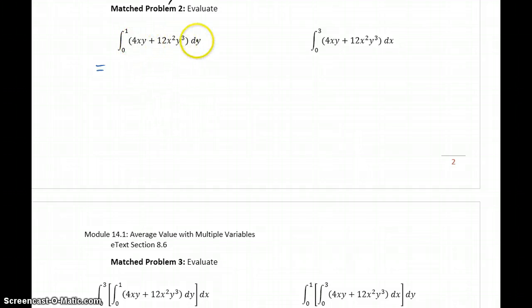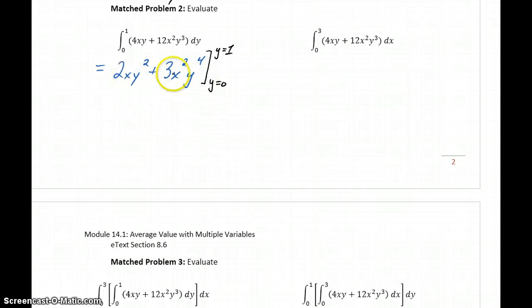If we integrate this function with respect to y, we would end up with 2xy squared plus 3x squared y to the fourth. And now what we're going to do is evaluate this expression, since we're integrating with respect to y, from y equals 0 to y equals 1. So what that means is we're still treating x as a constant. We're not going to plug any values in for x. We're only going to make substitutions for y.